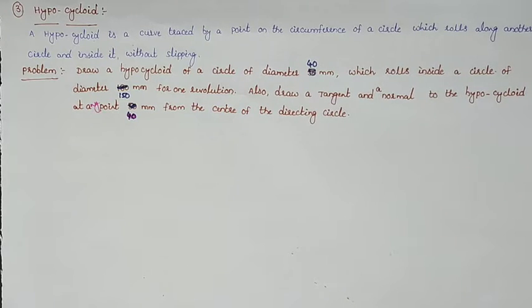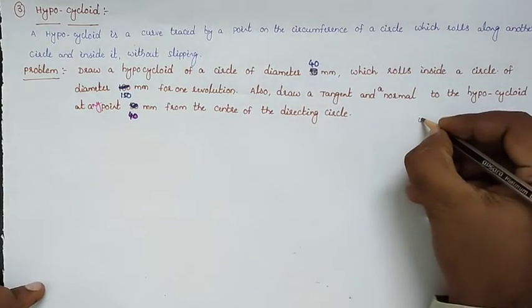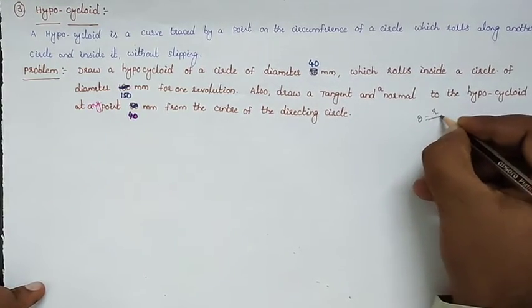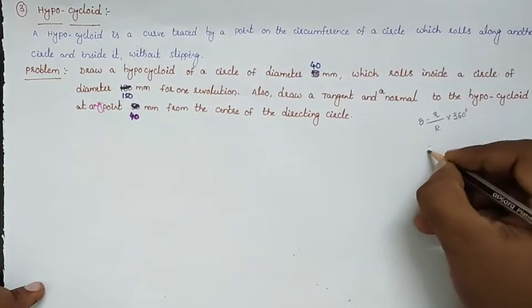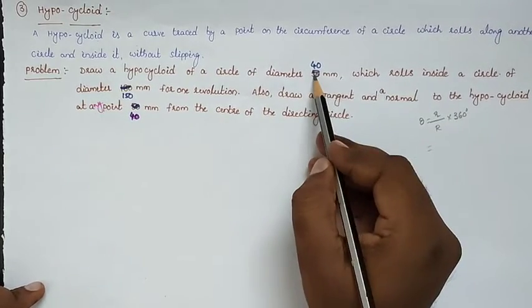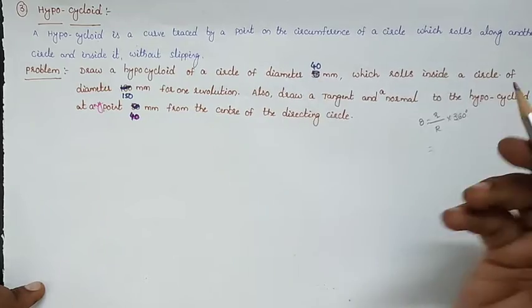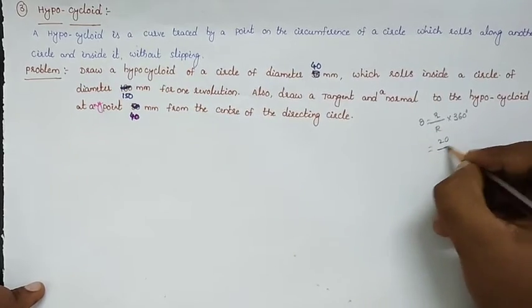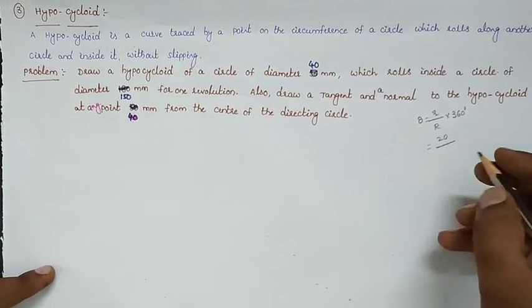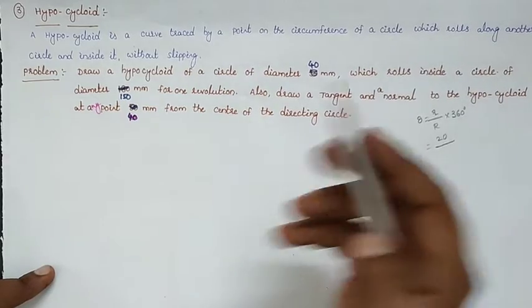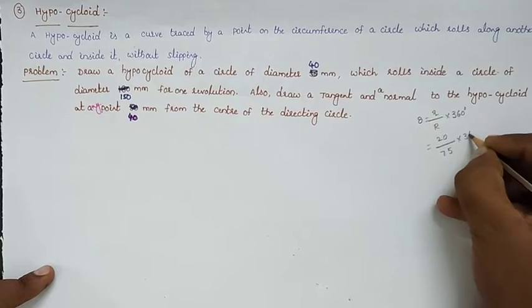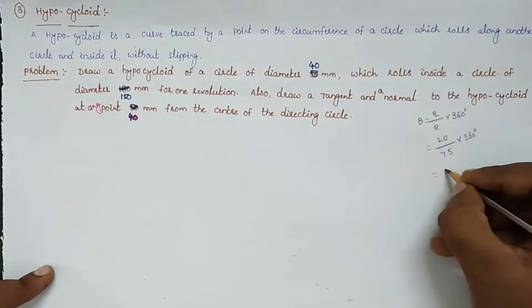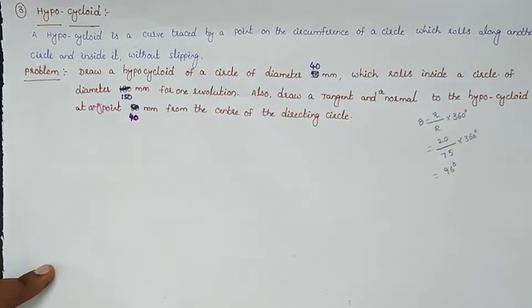First of all, in this method also, we will find out the subtending angle theta is equal to small r by capital R into 360 degrees. Small r is nothing but the radius of the rolling circle, that is 20, and capital R is the radius of the directing circle, that is 75, into 360. So we'll obtain 96 degrees as the subtending angle.